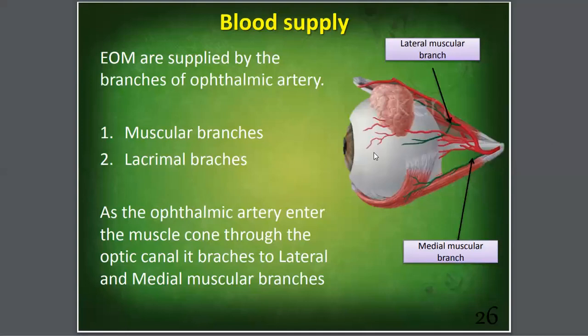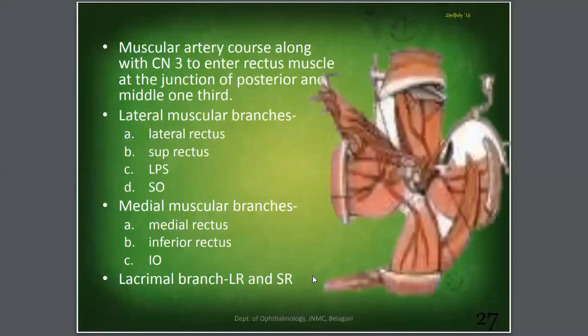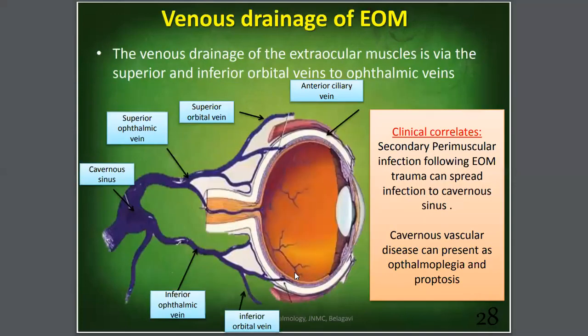Let us see a few more pictures, like the extraocular muscles. We know they are all supplied by branches of the ophthalmic artery. You can see the lateral muscular branch and medial muscular branch. Now coming to the venous drainage: we have the superior orbital vein, superior ophthalmic vein, anterior ciliary vein, inferior orbital vein, inferior ophthalmic vein. All these veins actually drain into the cavernous sinus, isn't it? We saw in yesterday's lecture what the draining channels of the cavernous sinus are. Incoming channels are the ophthalmic veins, isn't it?